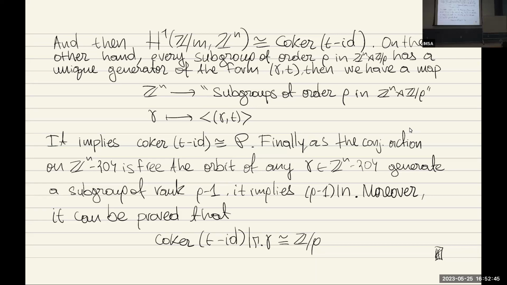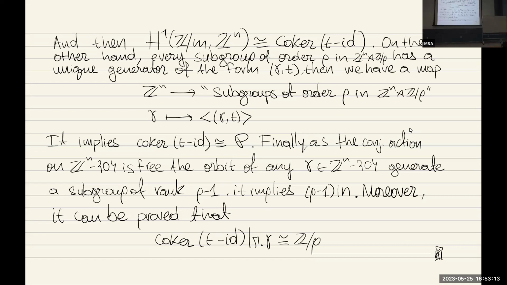Just take T, gamma, T applied to gamma, T square applied to gamma, and so on. It has to generate a group of rank P-1. It means that this number P-1 has to divide n. And moreover, every orbit generates a copy of ZP.